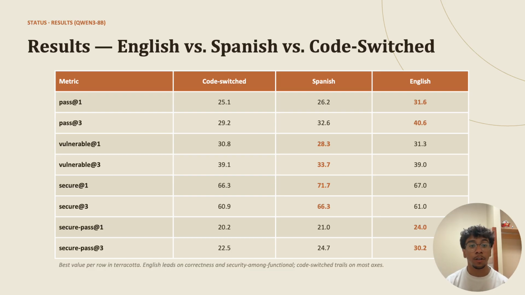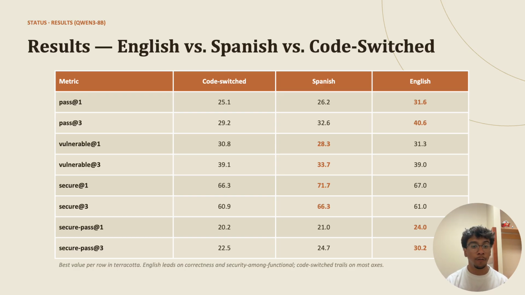So for the results, we can start with the pass@k metrics. The English language very clearly beat both the Spanish and code-switched. The Spanish and code-switched did pretty similarly, but we can still see there's a gap where the code-switched does a bit worse than Spanish.